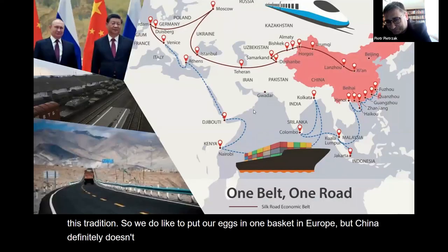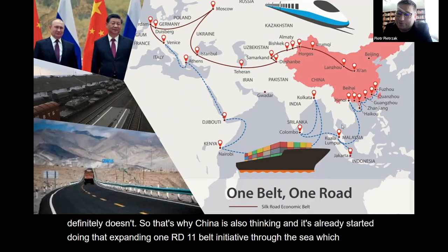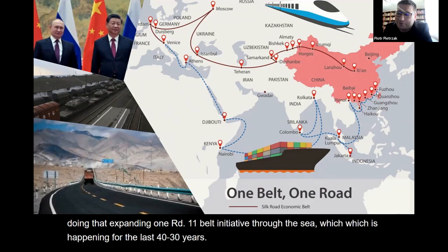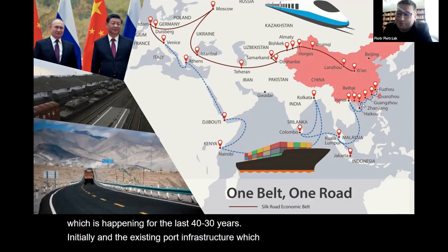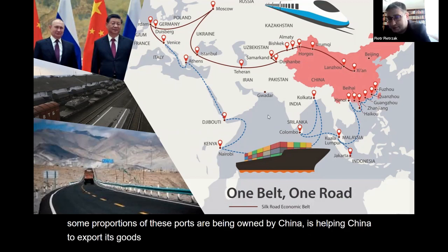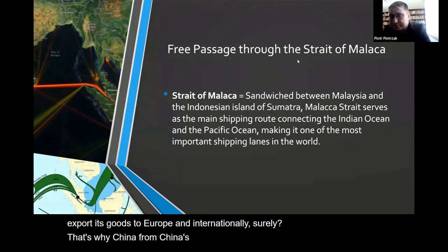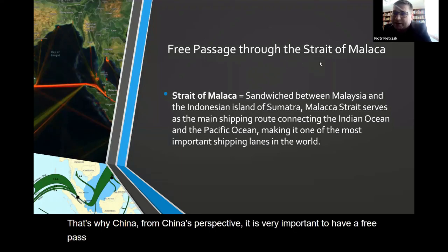So that's why China is also thinking, and has already started, expanding the One Belt, One Road initiative through the sea, which has been happening for the last 30 to 40 years, surely. The existing port infrastructure, which is either owned by China or partly owned by China, helps China export its goods to Europe and internationally. That's why, from China's perspective, it is very important to have free passage through the Strait of Malacca, one of the most important straits in the world.